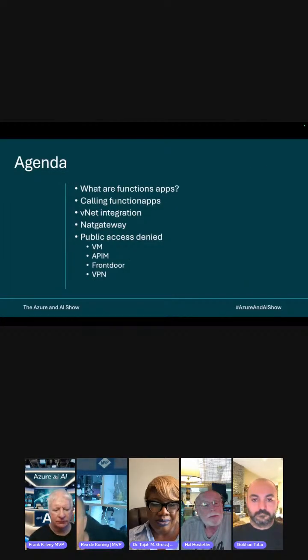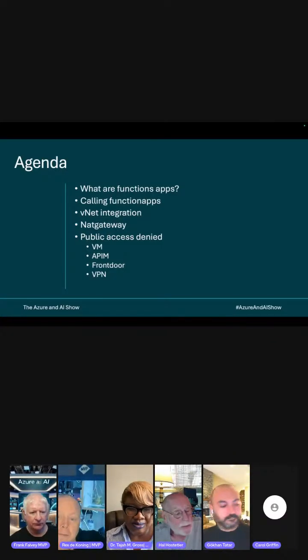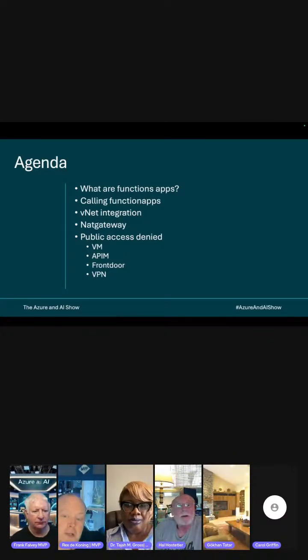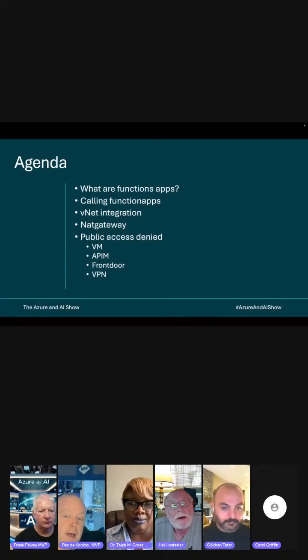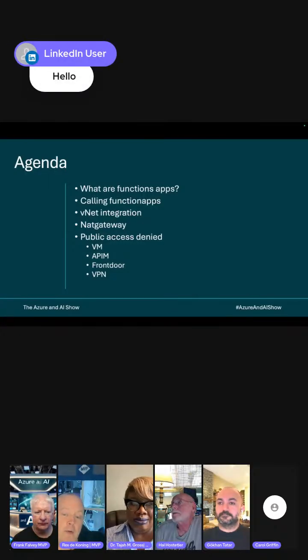All right, so what are we going to talk about? What are function apps? Just a short overview. How do we call them? We're going to talk about VNet integration, not gateway, and what happens if public access to a function app is denied, and how we can reach it using a VM, API management, or a front door.